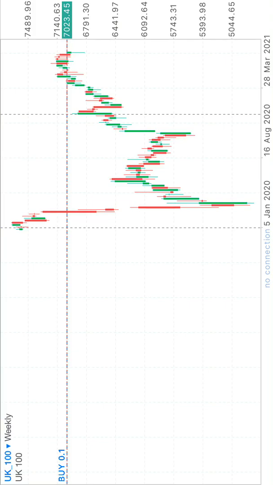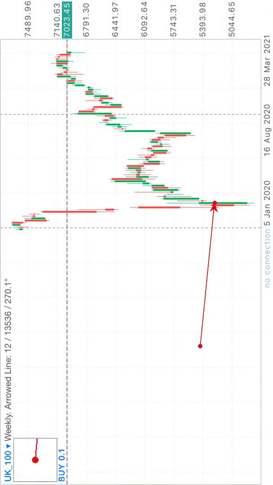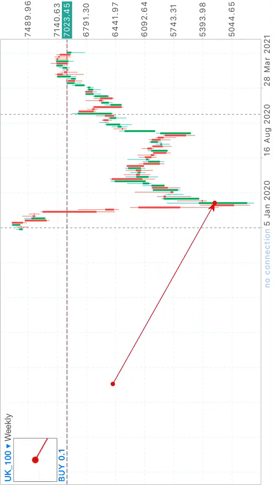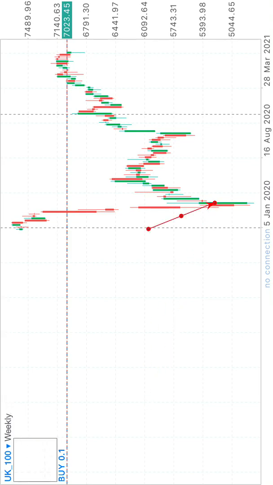So I'm on a weekly chart. If you check UK100 on a weekly chart, it's on an uptrend. So you know what to do when the market is on an uptrend. You need to buy. Why? Because the momentum is to the upside.